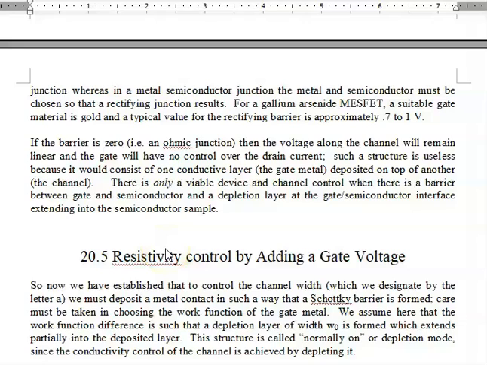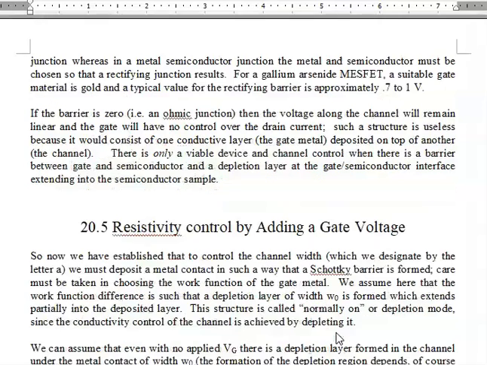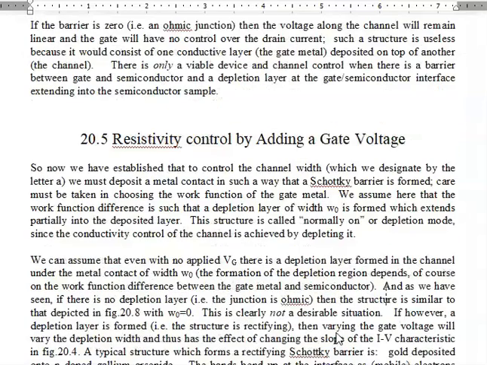Okay, so let's assume we're starting with a Schottky barrier. I emphasize it's a barrier, so there is a depletion region. So we have some depletion region width, W0. The 0 denotes that it's in equilibrium. And now we're going to apply a gate voltage.